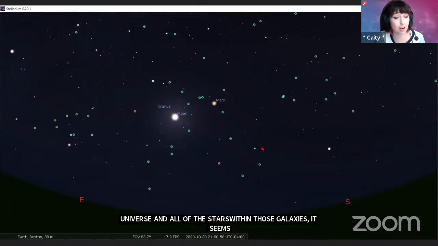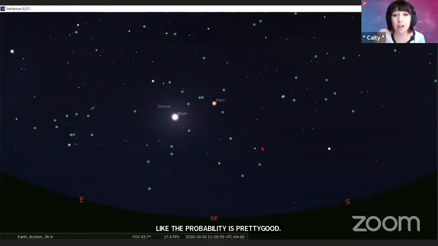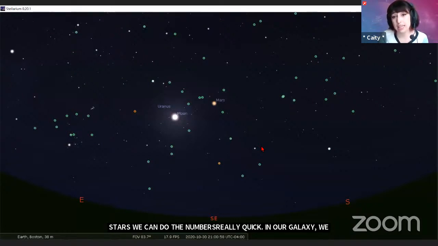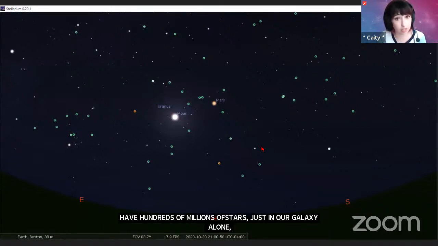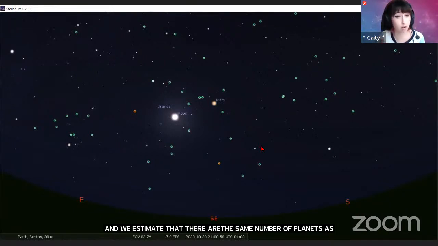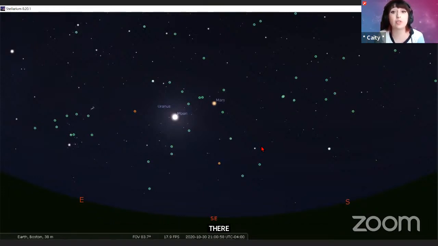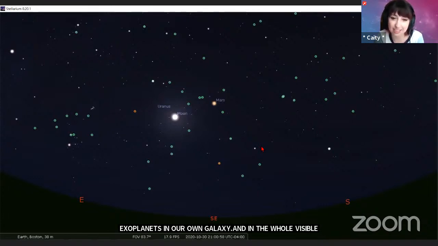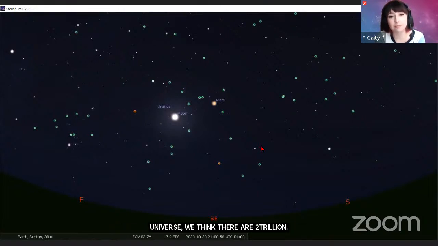There's just so many stars, so we can do the numbers really quick. In our galaxy, we have hundreds of billions of stars just in our galaxy alone. And we estimate that there are the same number of planets as there are stars in galaxies. So there are also hundreds of billions of exoplanets in our own galaxy. And then galaxies in the whole visible universe, we think there are about 2 trillion. So the numbers get so high that it seems like there would have to be something out there somewhere. But like I mentioned, we don't have any definitive proof of that. So we're always looking. But I don't know, I kind of think that there's something somewhere out there.